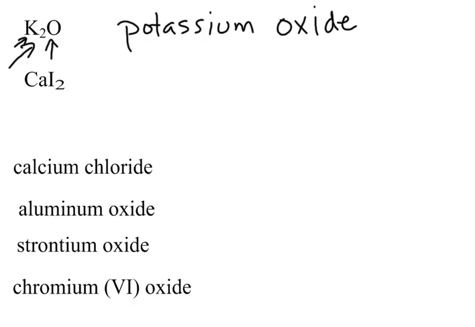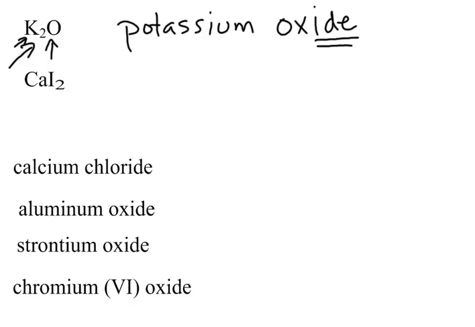Now understand that we have to put that "-ide" there because that signifies that these two elements have reacted together and formed a compound. If you put down potassium oxygen, that says we've got potassium and we've got oxygen, but they haven't reacted. All right, it's fairly straightforward.